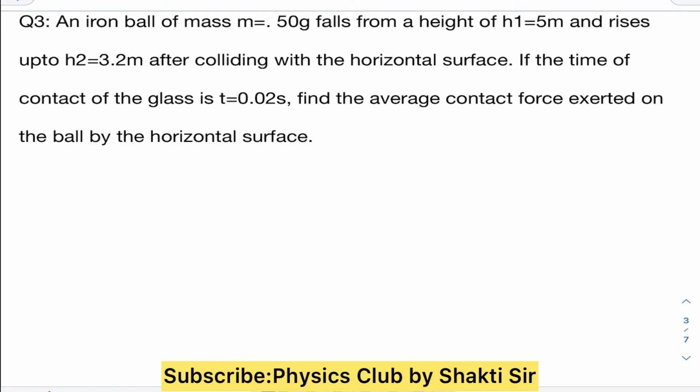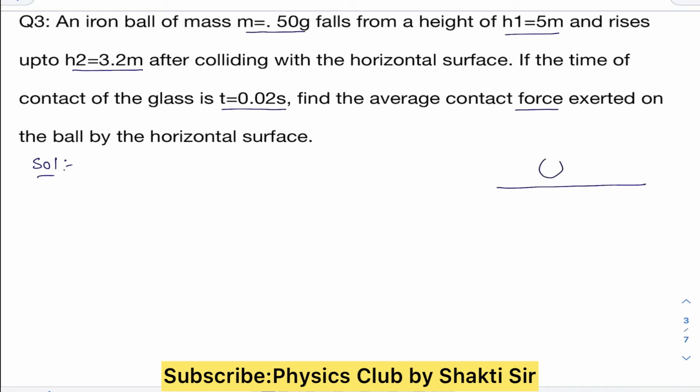Third example says an iron ball of mass m equals to 50 gram falls from a height of h1 equals to 5 meter and rises up to h2 equals to 3.2 meter after colliding with the horizontal surface. If the time of contact is 0.02 seconds, find the average contact force exerted on the ball by the horizontal surface. So this is based on impulse. So let's see how the diagram goes.